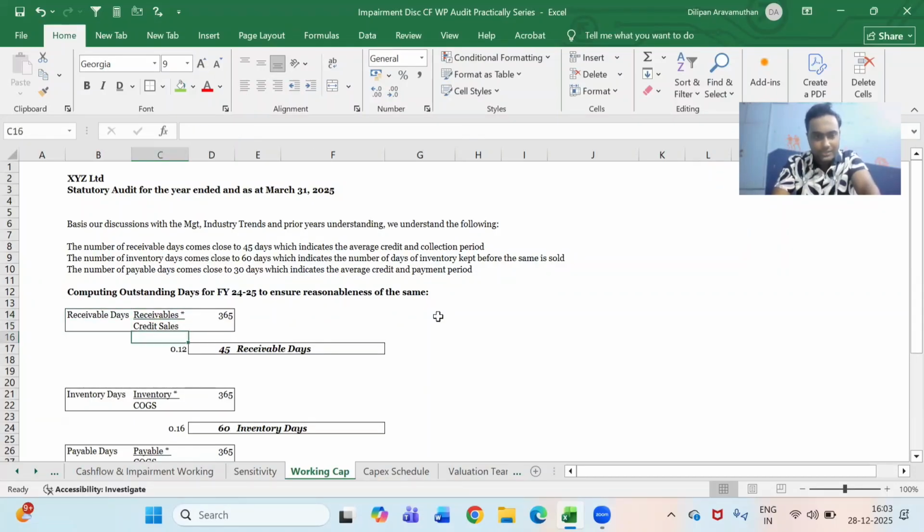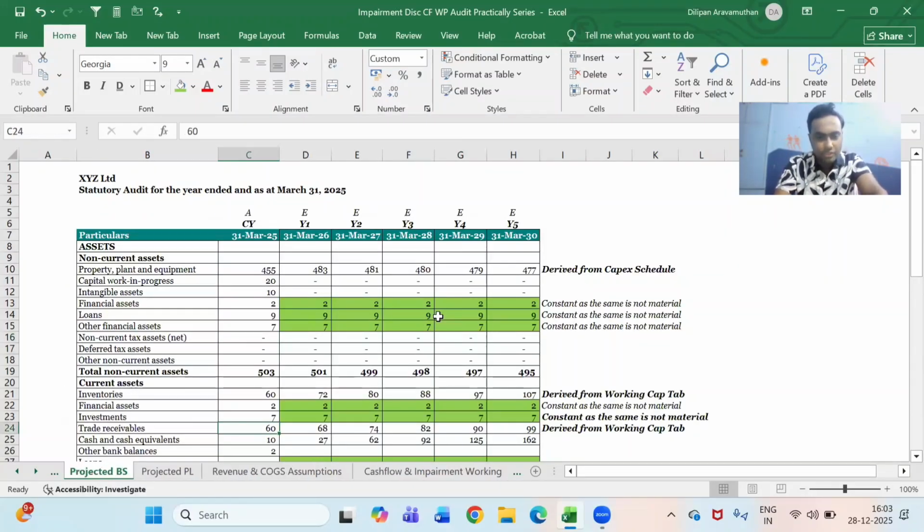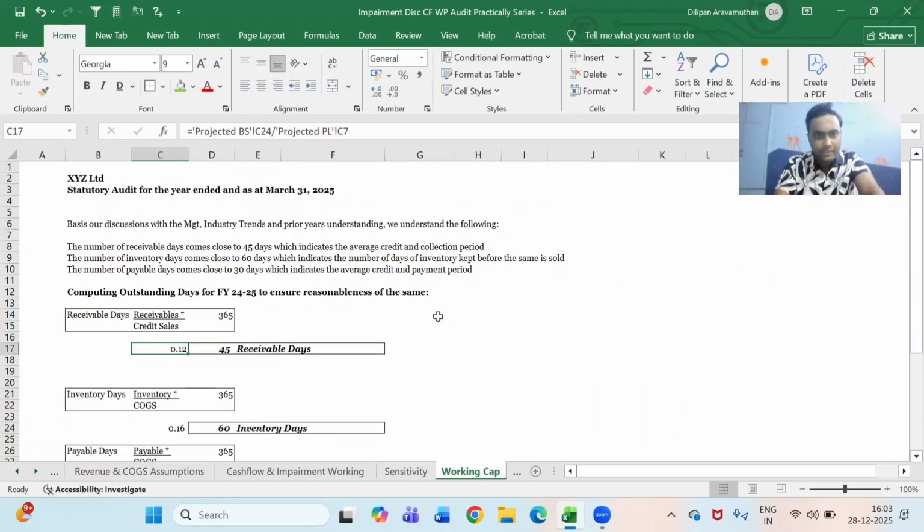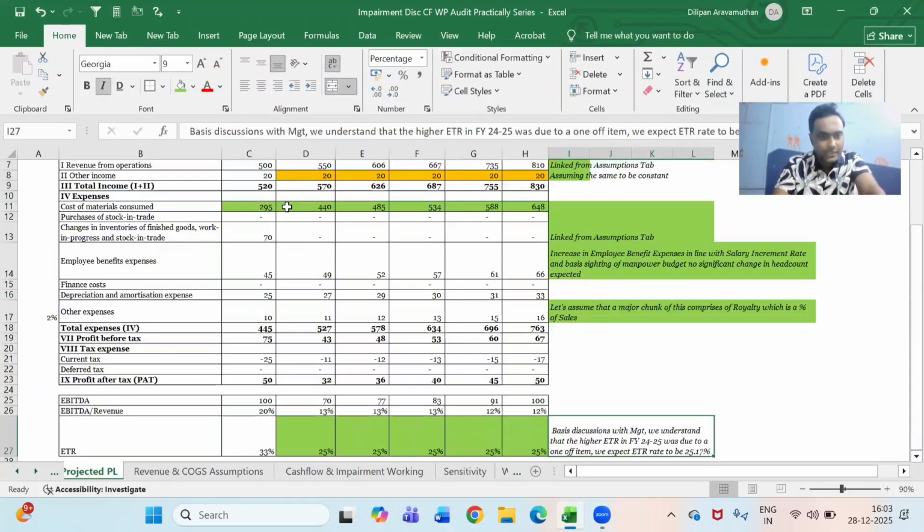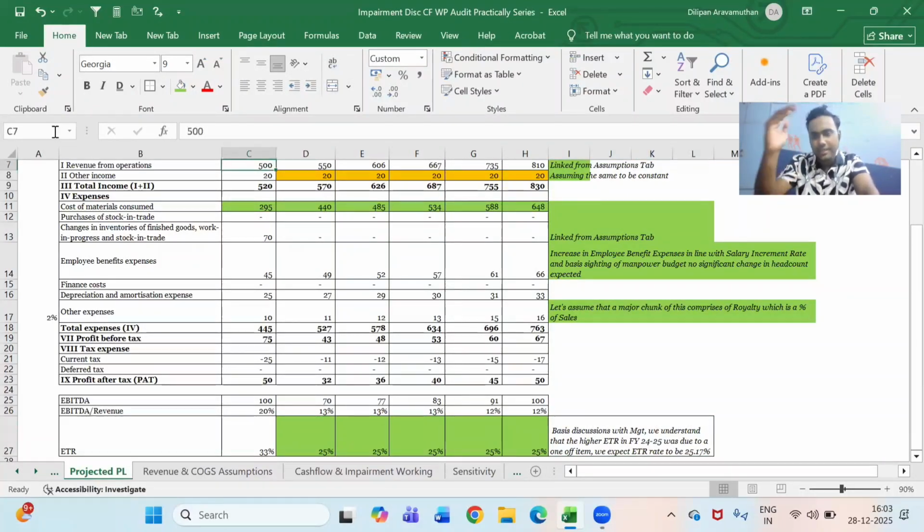So let's just recompute this, guys. Our receivables are from balance sheet C24, so 60 crores, divided by my P&L C7. How do I get to P&L C7? Okay, I have revenue. So basically I've taken my trade receivables by revenue into 365.